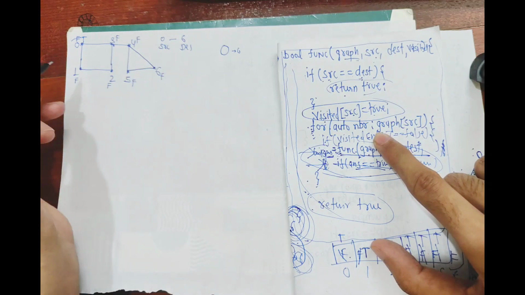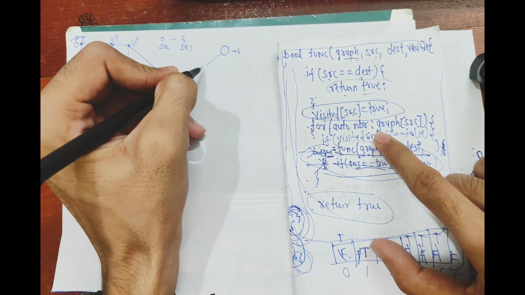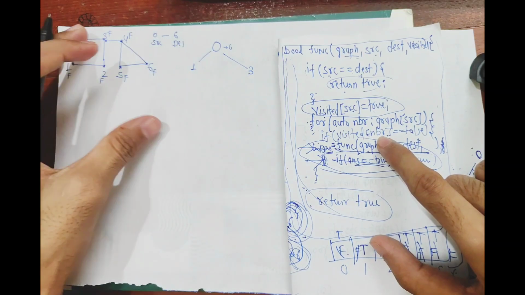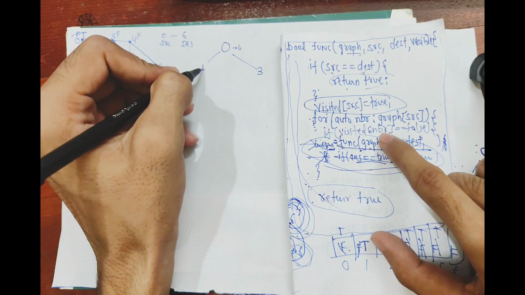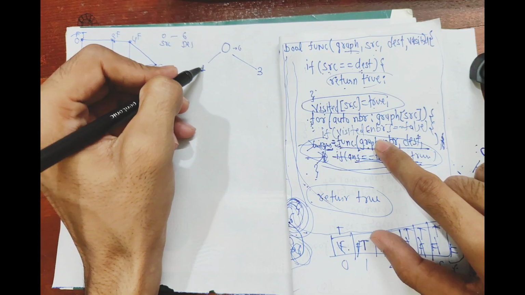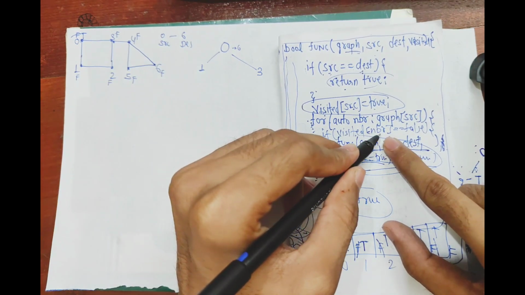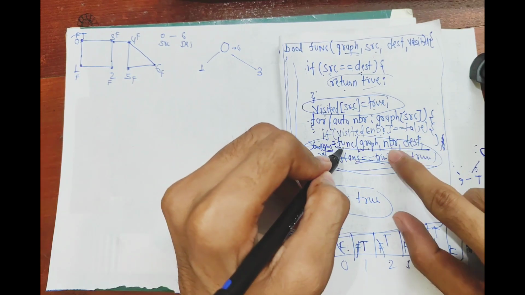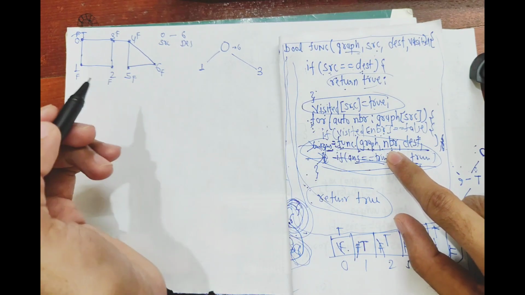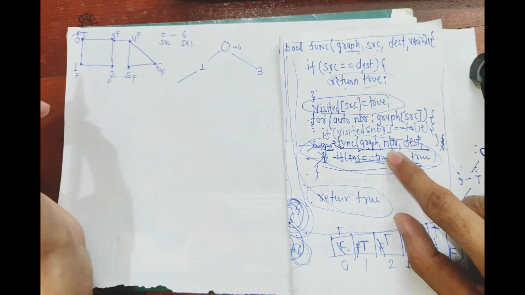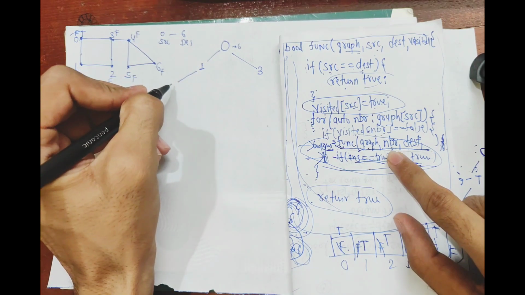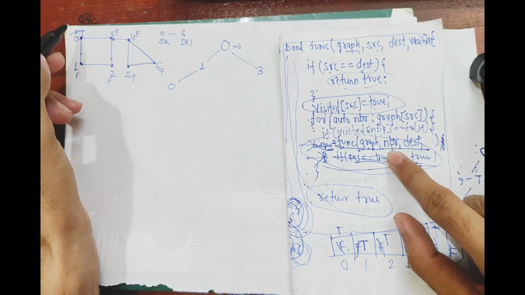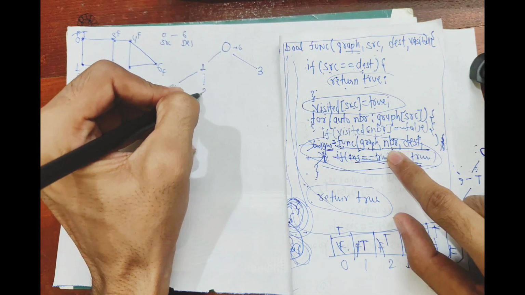Now we came into the neighbors of 0. So 0's neighbors are 1 and 3, right? Now we do a recursive call because the neighbor of 0 is 1 and it is false, so that's why we will do a recursive call again on 1. So neighbors of 1 are 0 and 2.